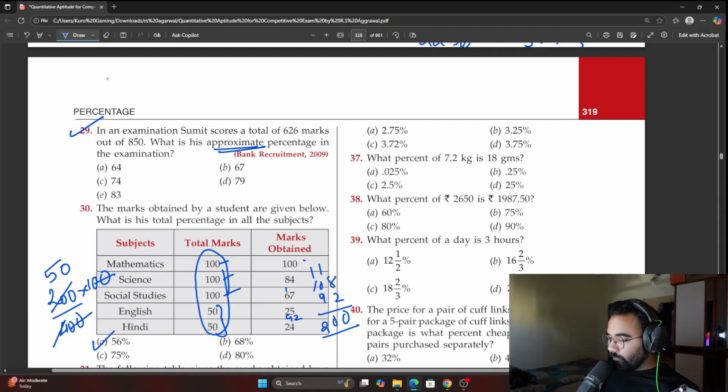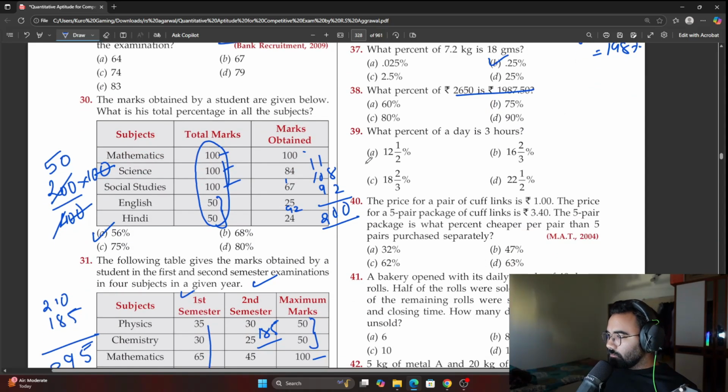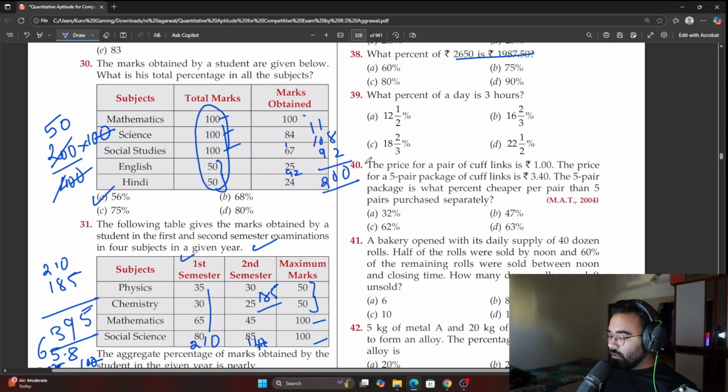All right, question number 38. What percent of 2650 is this? Again, this is the same thing. So x percent of 2650 is equal to 1987.50. Okay, you can simply just choose to calculate, and this is nice.